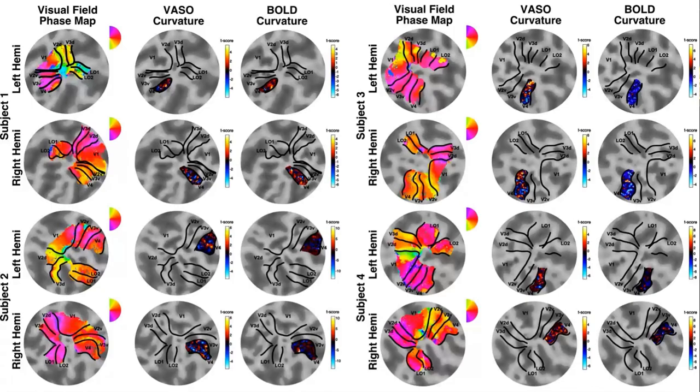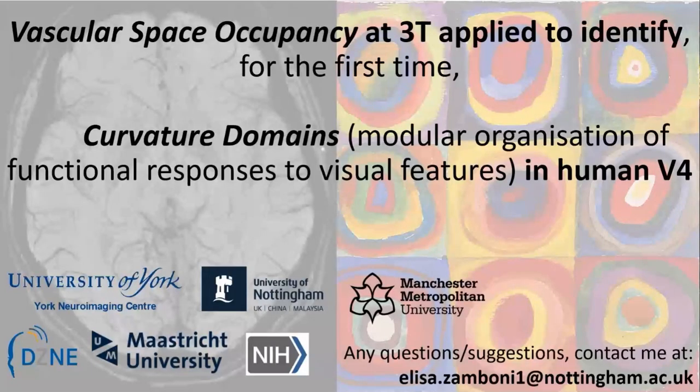And I think that's all I had to show. I'm really sorry that some of the pictures didn't show. But just to summarize, we used VASO at 3 Tesla to identify, for the first time, curvature domains in humans. If you have any questions, I'm happy to try and answer.